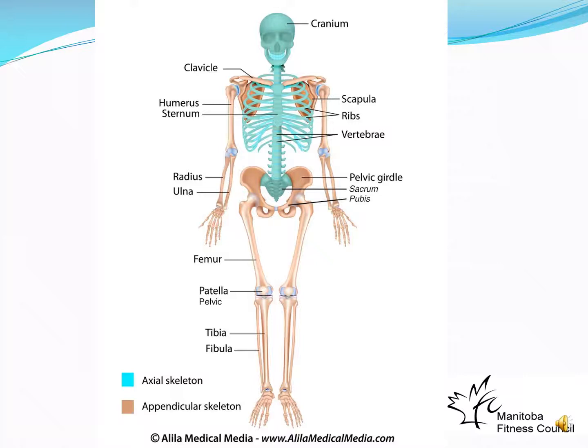Your vertebrae are the bones in your spine, and they will go down and attach to your sacrum, which along with some other bones will create your pelvic girdle. You just need to know that that's your pelvis and your pelvic girdle. You're not responsible for the other names of the bones.